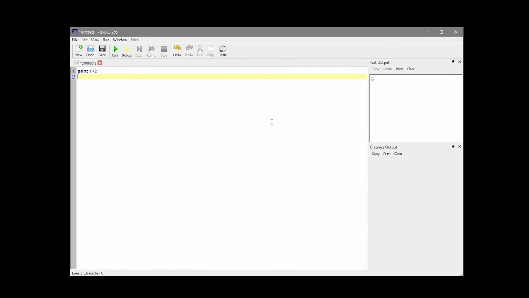Now, subtraction. It is also the same as the addition but instead of the plus sign we simply use the minus sign between two numbers and we get the output, which is 2, and is correct.